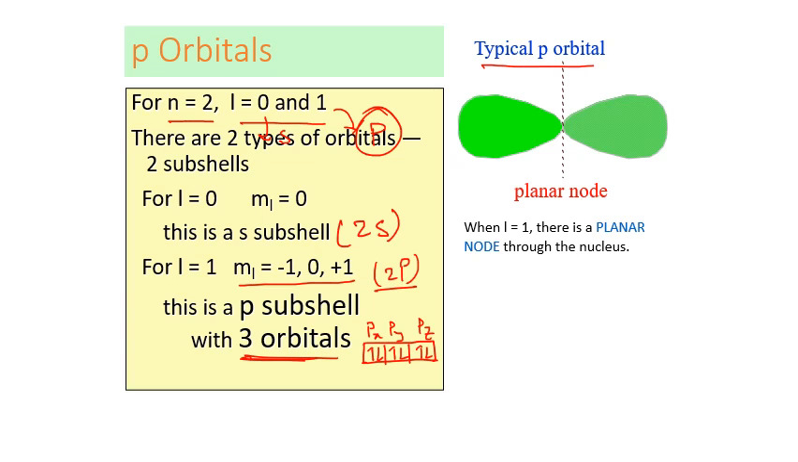When l is equal to 1, there is a planar node through the nucleus. So this point, shown in the dotted line, shows that this p orbital has a node at the nucleus. This is one phase, this is another phase. Here the electron is confined in these regions, but in the xy plane there is no probability distribution of the electron. So it is 0. This is called a node.